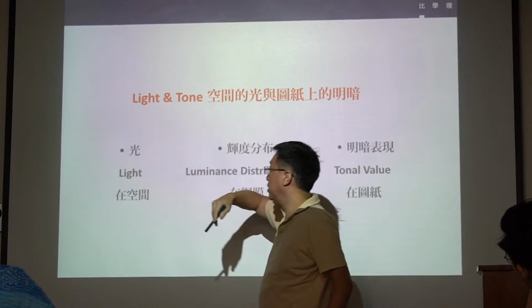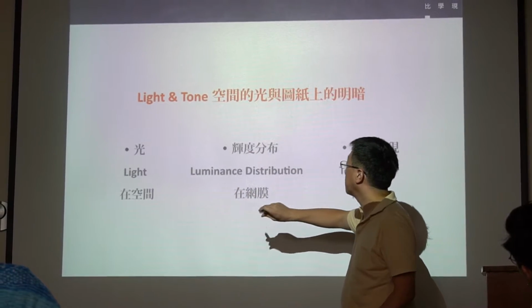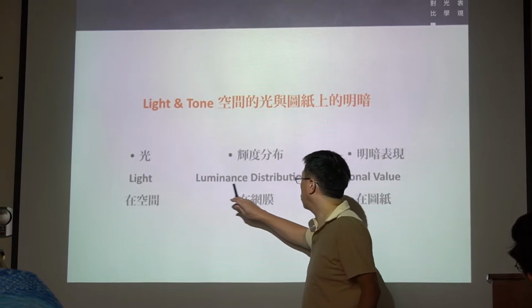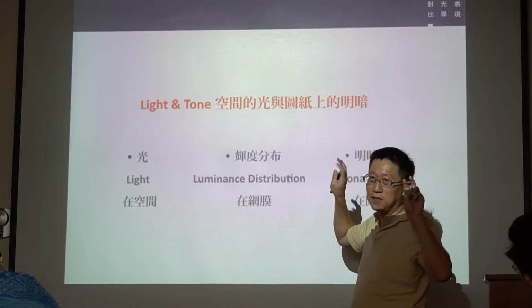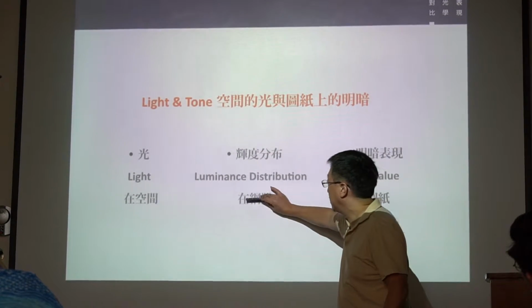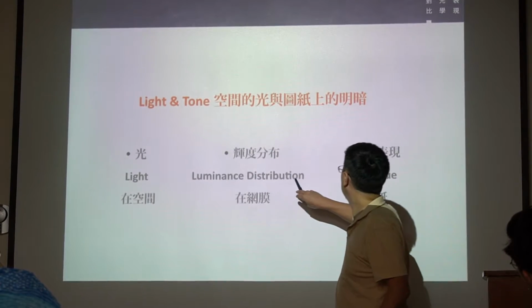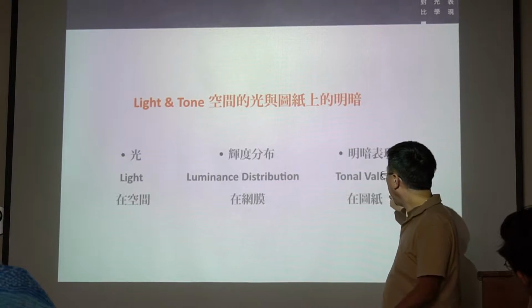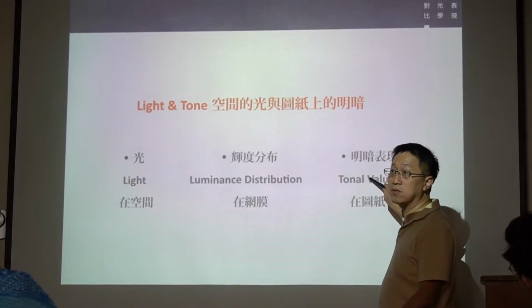When the light is in the space, it's called lights. When those lights are on our retina, it's called luminous distributions. It also has scientific terms. So on the retina, it's called the luminous distributions, and the very same thing on the paper is called the tonal values.